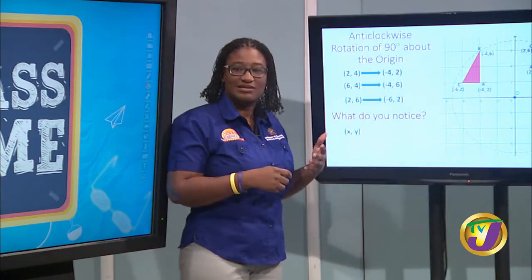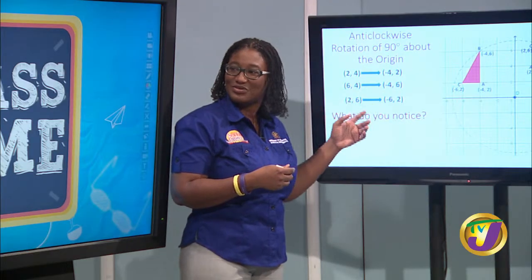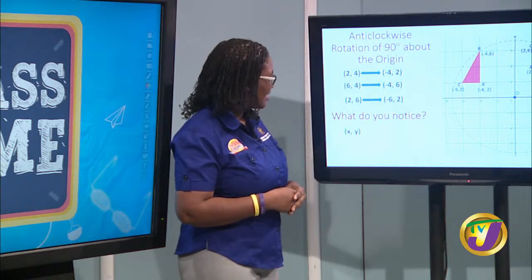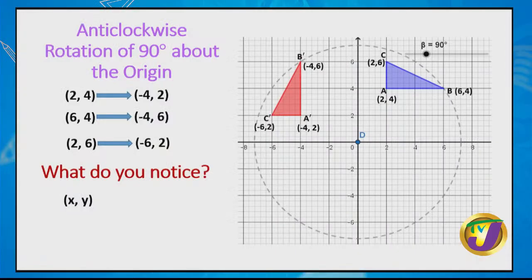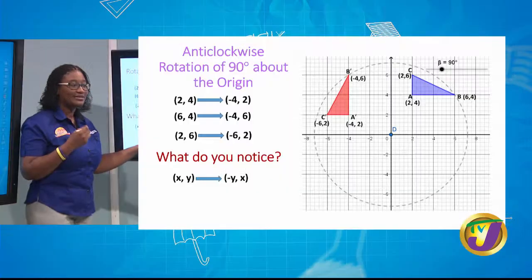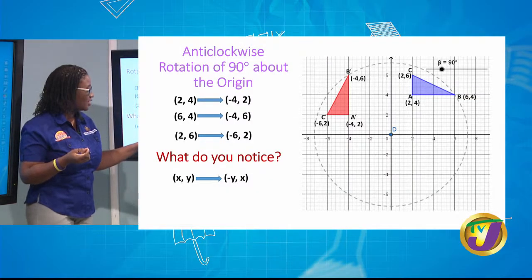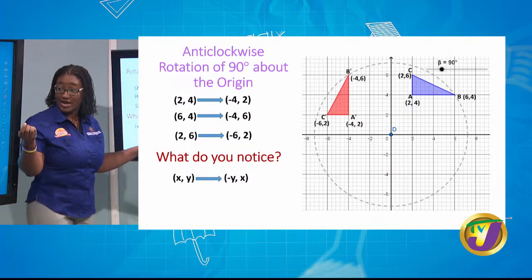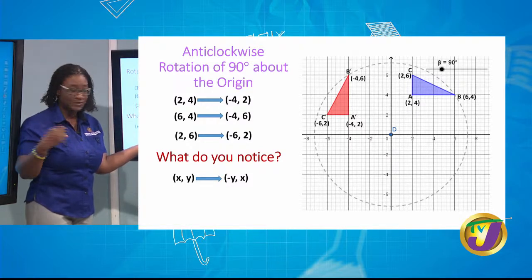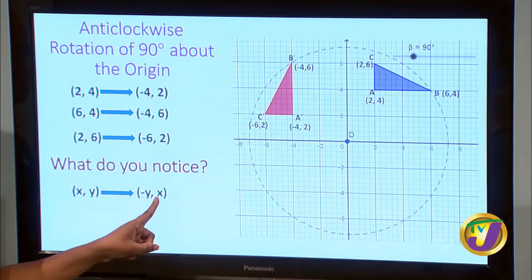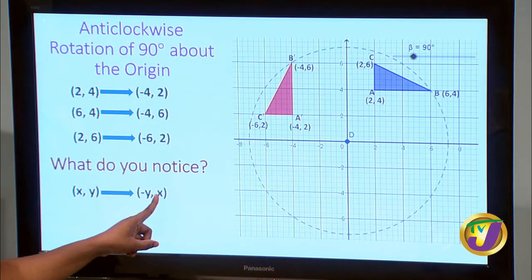So then we can make a generalization, because we notice the same thing happening for all 3 points. We can therefore conclude that if we have a point with the coordinate (x, y), whatever those values may be, and it undergoes this anti-clockwise rotation of 90 degrees about the origin only, we're expecting that the resulting point would be the negative of whatever the y value was, now in the x position, and the original x value is now the y.